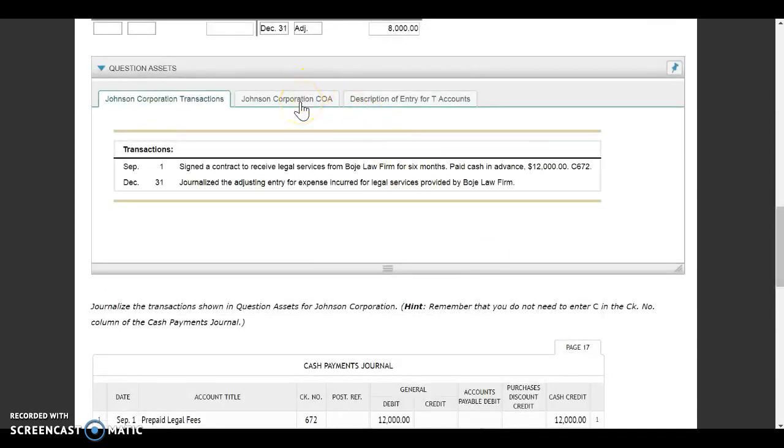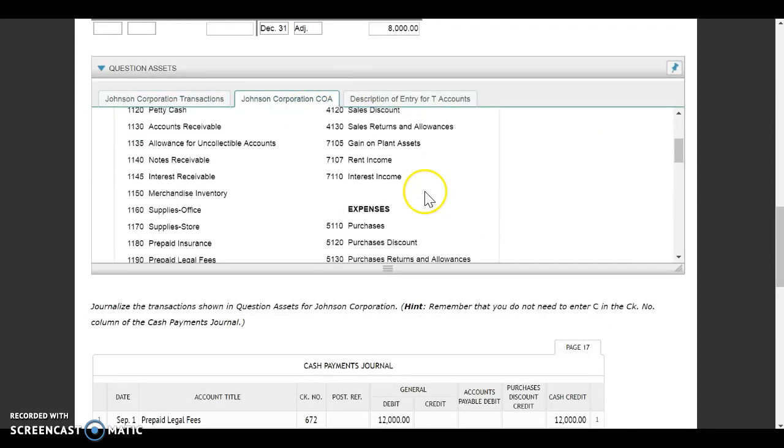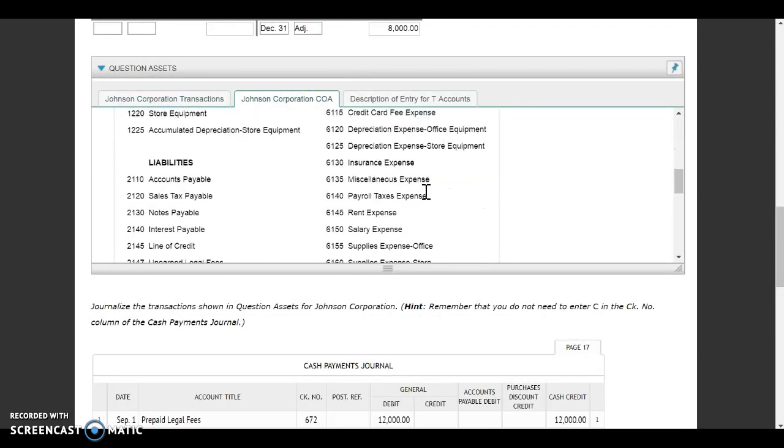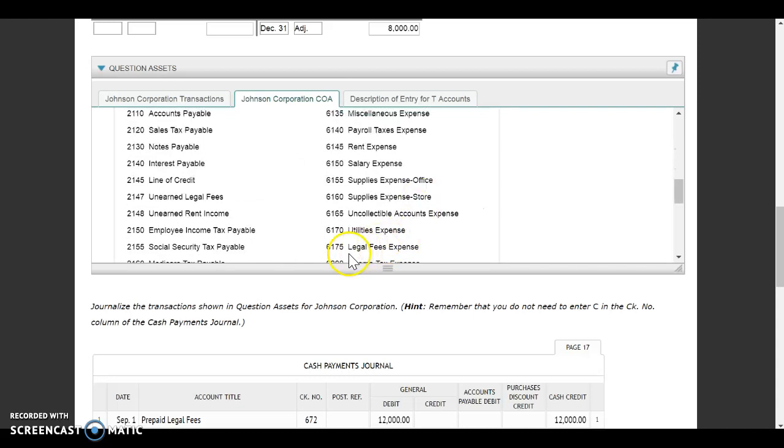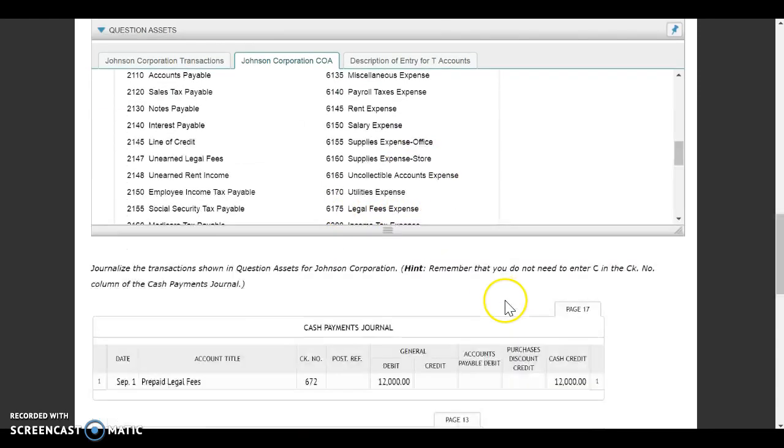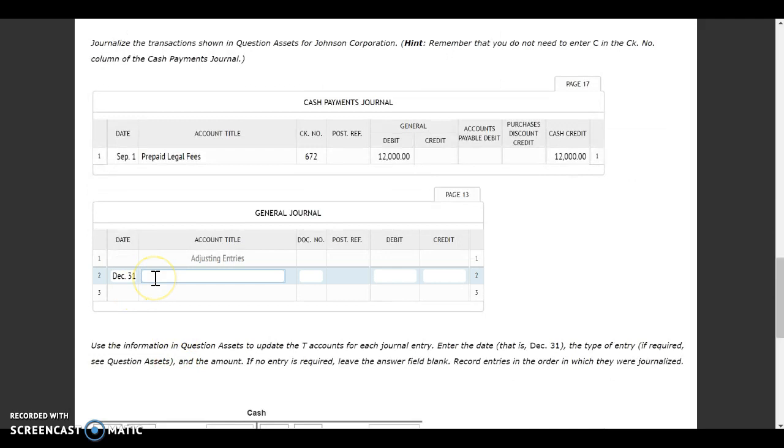Okay. Now, this would be considered an expense of doing the business. So when we go to the Johnson Corporation chart of accounts and we look at our expenses, notice we're going to have an expense here that is legal fees expense. Okay, so I'm going to go legal fees expense, and I'm going to debit that for the $8,000 I figured out. And then my credit is going to be to that prepaid because it's not prepaid anymore. Oops. And then credit for 8,000.